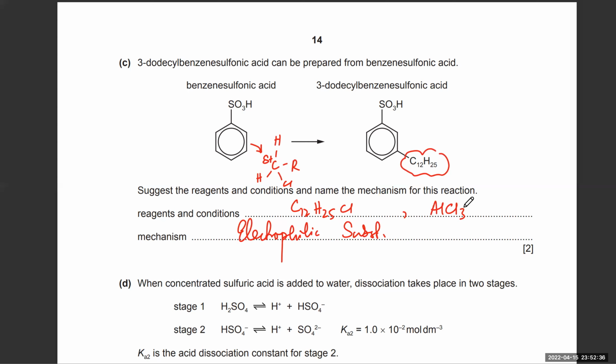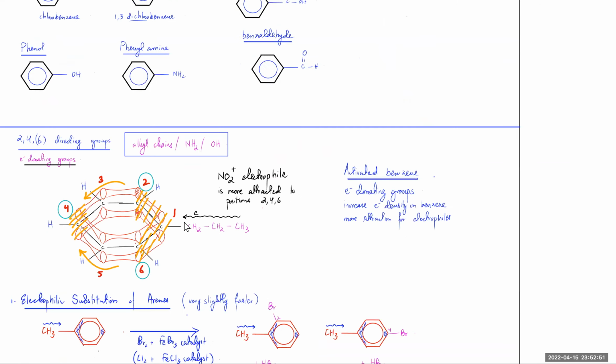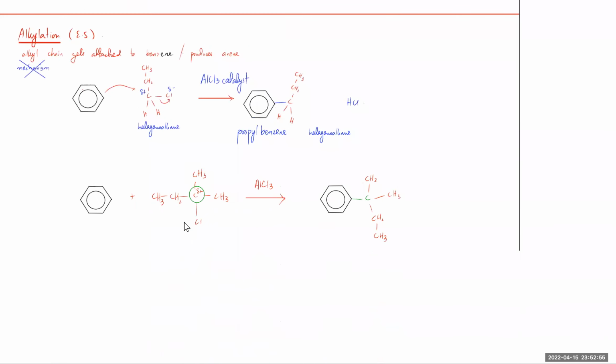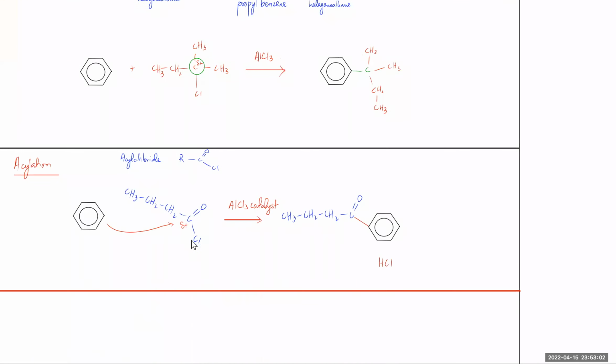Clear? So that's electrophilic. Benzene reactions are all electrophilic substitution. Every time a hydrogen is going to be removed. So you have nitration, chlorination and bromination. You need to know that there's alkylation, where the carbon is positive because of chlorine, and there's acylation, where the carbon is positive because it's part of the acyl group.